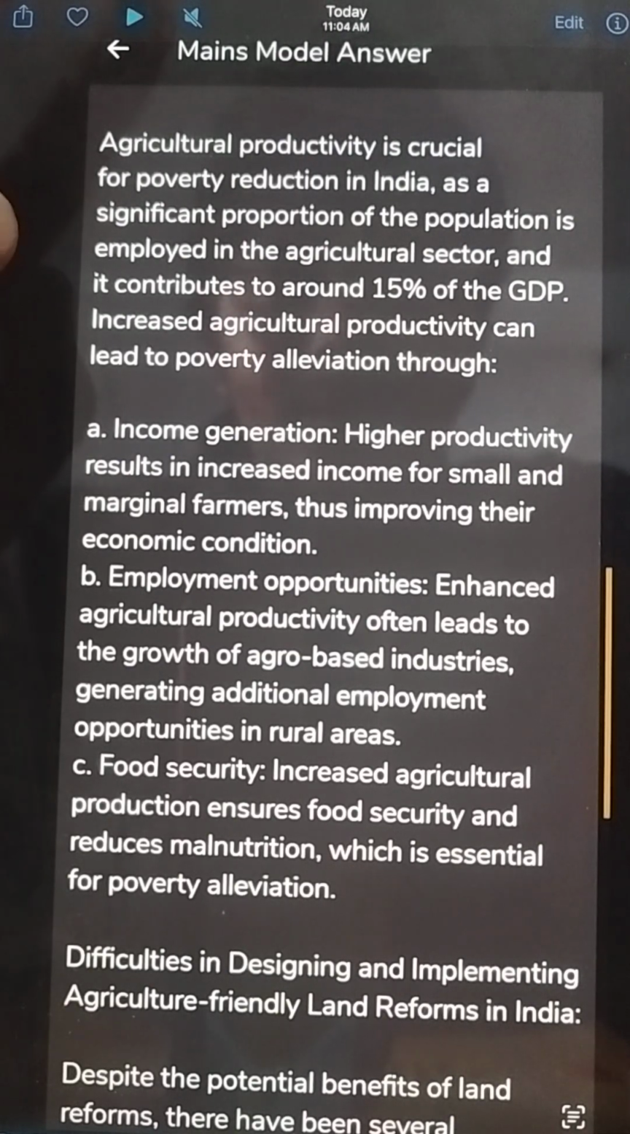Second, employment opportunities. Enhanced agriculture productivity often leads to the growth of agro-based industries, generating additional employment opportunities in rural areas. And third is food security. Increased agriculture production ensures food security and reduces malnutrition, which is essential for poverty alleviation.